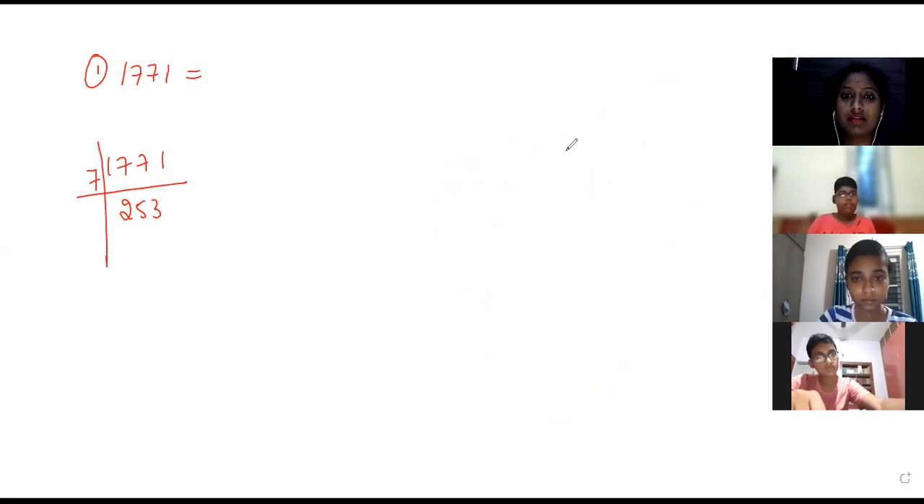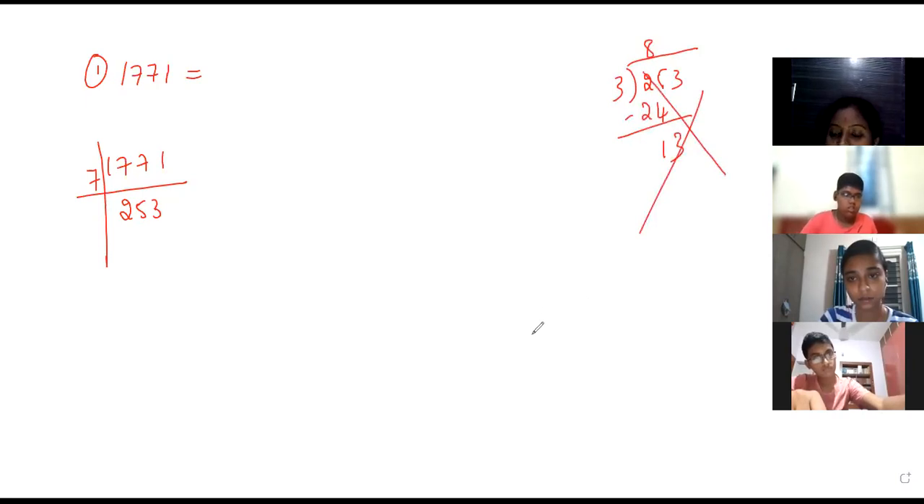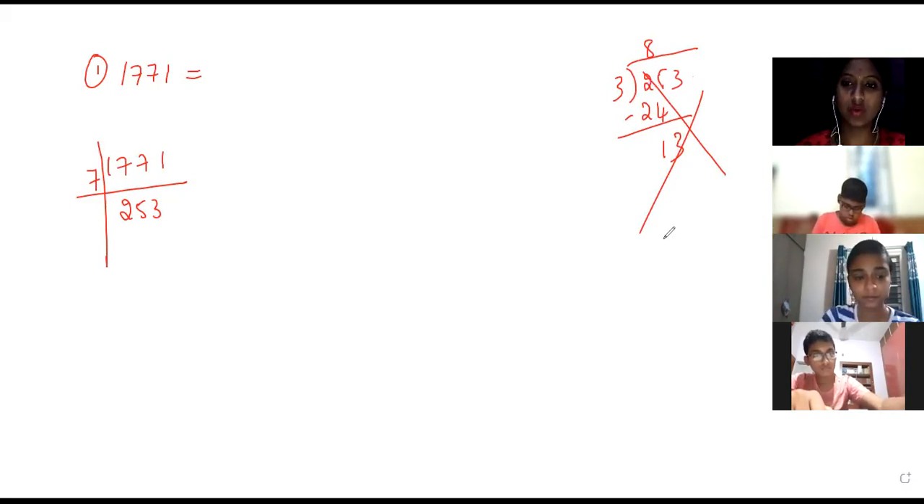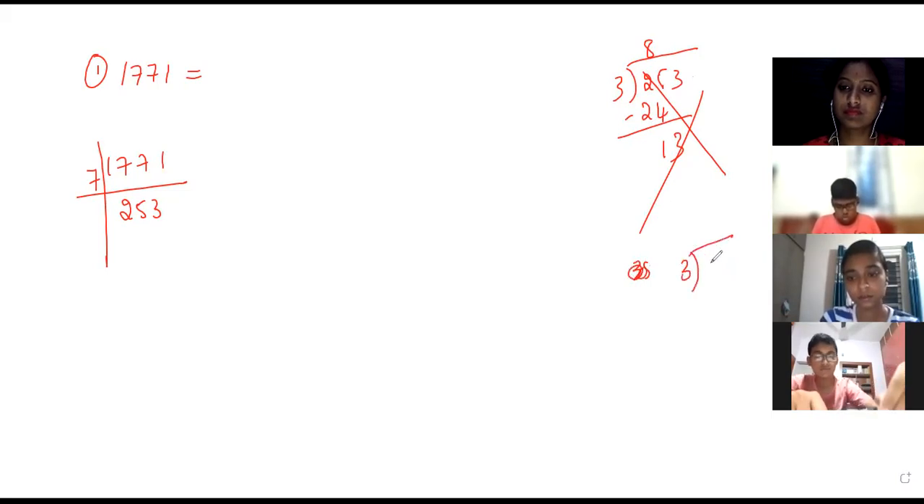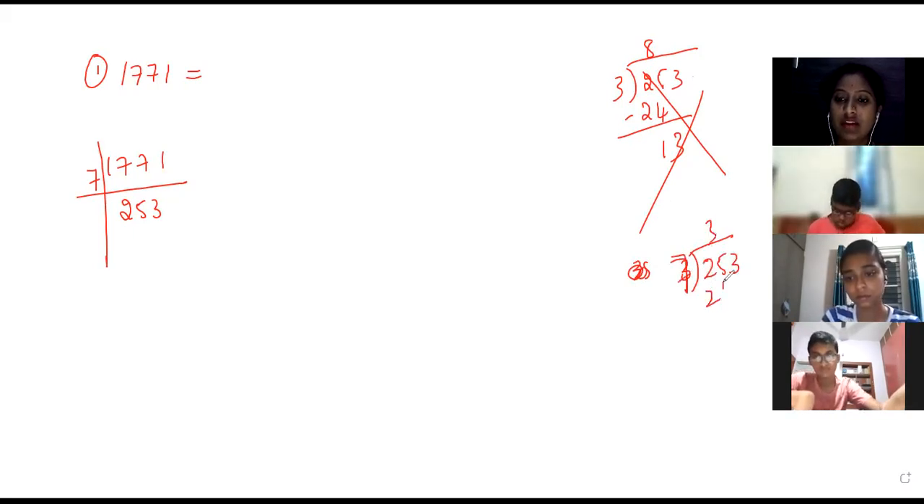Which is the next prime number? 3. So 253 divided by 3, can you do? 8 3s are 24, remainder 1. So with 3 you can't divide. Next prime number 5. With 5 you can't divide. Correct? Yes, ma'am. Then we check with 7. No, ma'am, it's not possible. 7 3s are 21, so 253 you can't divide by 7.